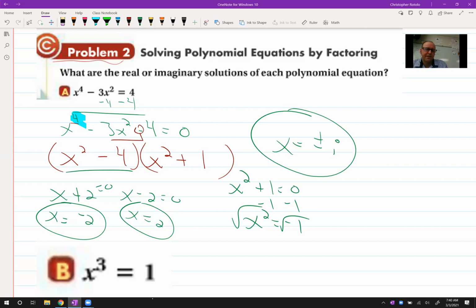Too many negatives in there. All right, so I'm supposed to get 4 answers: -2, +2, positive i, and negative i. So I have all 4 of them. All right, so we've added another layer, right? Difference of squares. That was a factoring method. And then also the square root method to solve over here.